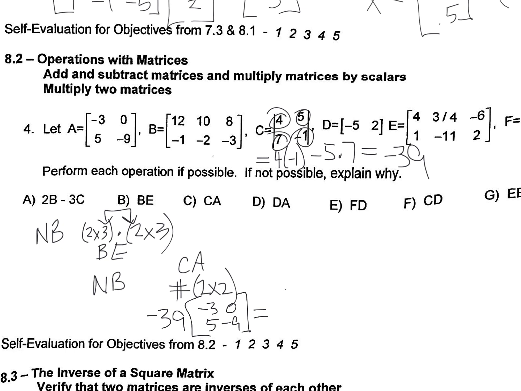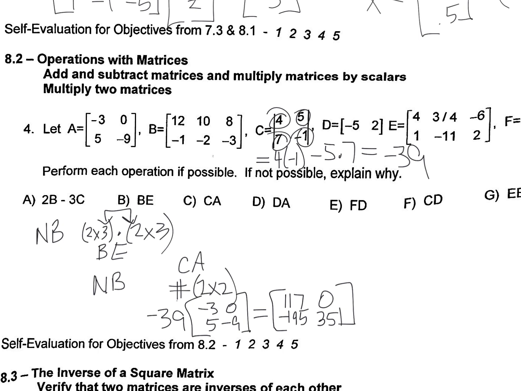I could definitely do these calculations in my head, but I'm going to use a calculator just to make sure that I don't make a silly mistake when I do these multiplications. So negative 39 times negative 3 gives us 117. Negative 39 times 0 gives us 0. Negative 39 times 5 is negative 195. And lastly, negative 39 times 9 is 351, and it would be positive. So we have 351.